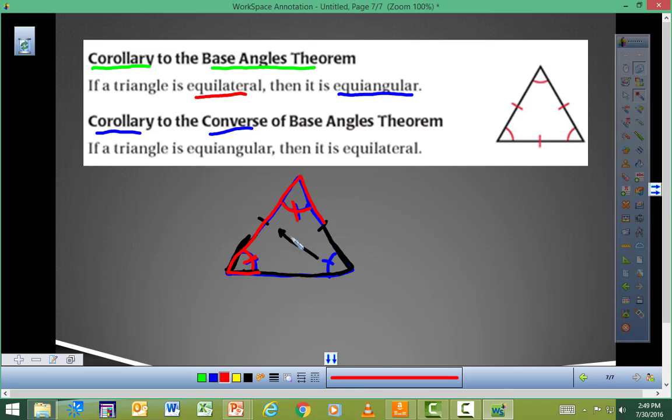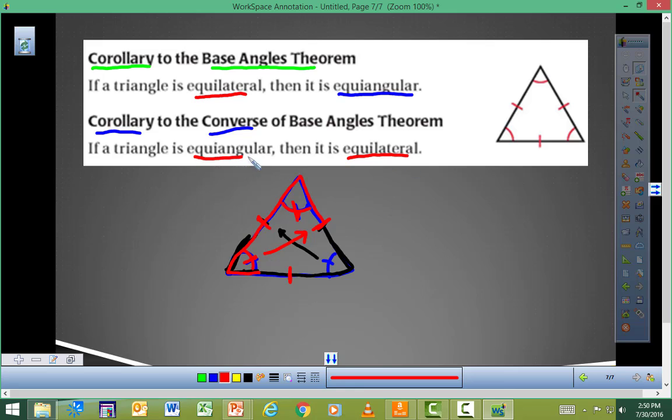Well, the side opposite of this one already has a single tick mark. The side opposite this one must also be congruent, so it must have a single tick mark. And so now you notice all three of the sides have a single tick mark. Well, that means they're all congruent. And so look at this fact.